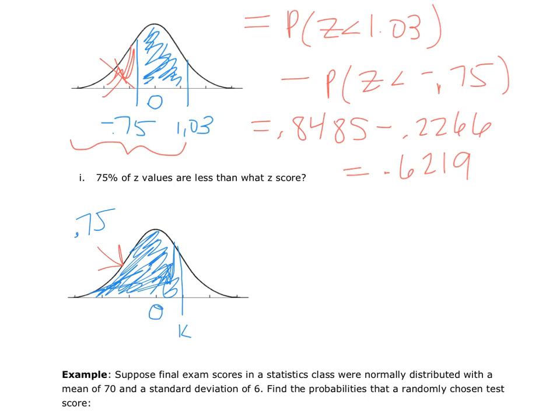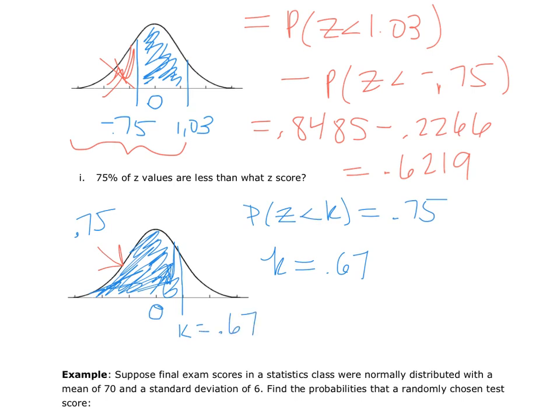We can write down the probability statement though. The probability that Z is less than K is equal to 0.75. So this is what we'll use that arrow going the other direction for. We'll plug in 0.75 for the probability, and click the arrow, and we end up with that K value being 0.67. We can just round to 2 decimal places since it's a z-score.